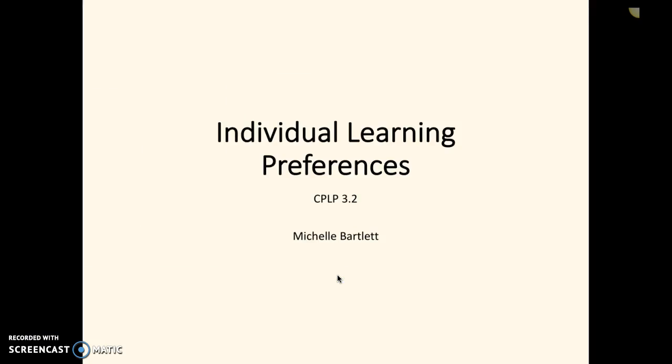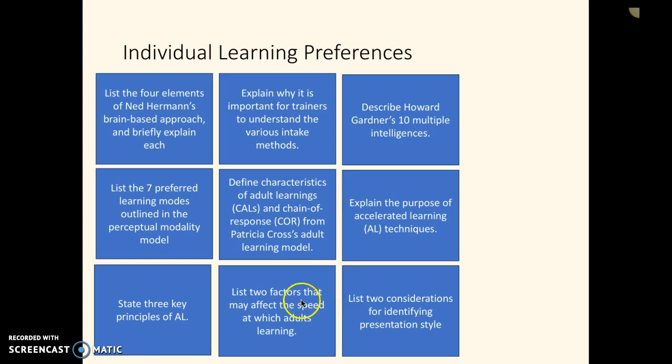Welcome to Individual Learning Preferences, Module 3.2. These are the 9 objectives for this section. I will list the 4 elements of Ned Herman's brain-based approach and will briefly explain each.